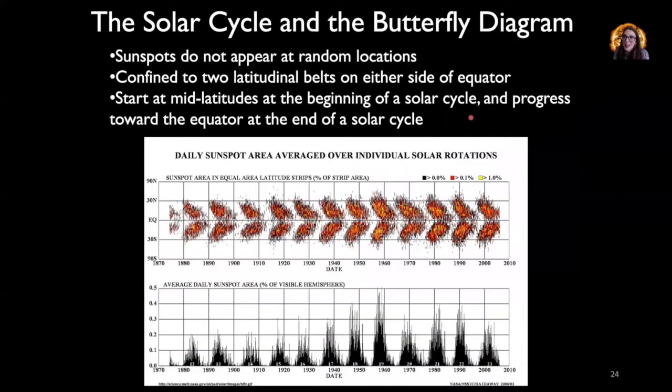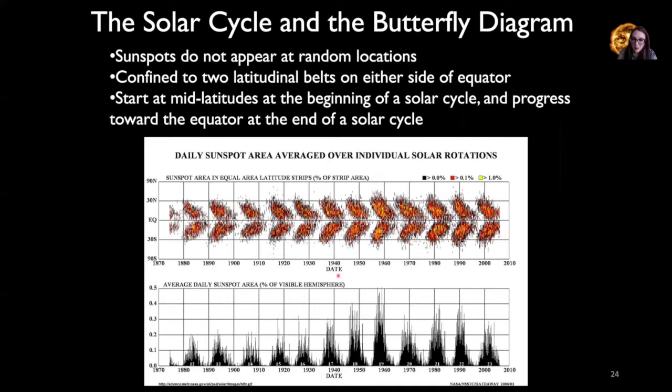So we can also track the sun's magnetism by what we call the solar butterfly diagram. That is a diagram that shows us the position of sunspots on the surface over the course of these 11 years. Sunspots don't just appear at random locations. They are confined in two latitudinal belts on either side of the solar equator. And so these sunspots start to appear at mid-latitudes on the sun of around 30 degrees on either side of the equator at the beginning of what we call a solar cycle. And then those sunspots start to appear closer and closer to the equator over time as we reach the end of that 11-year solar cycle.